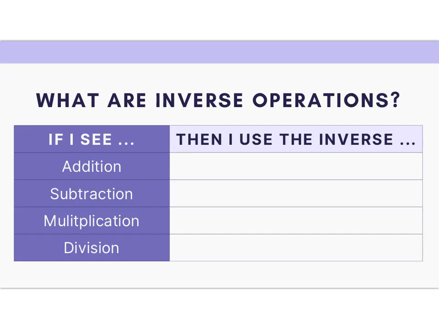Okay, inverse operations. So we have 4 general operations that we use for solving equations: addition, subtraction, multiplication, and division. So if you see addition in the problem, so you see something that is being added, then we are going to use subtraction as its inverse operation. If you see subtraction, then we are going to use addition to undo subtraction for its inverse operation.